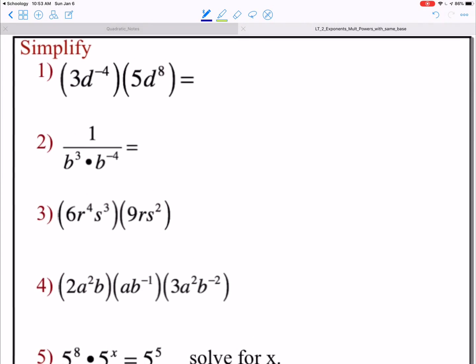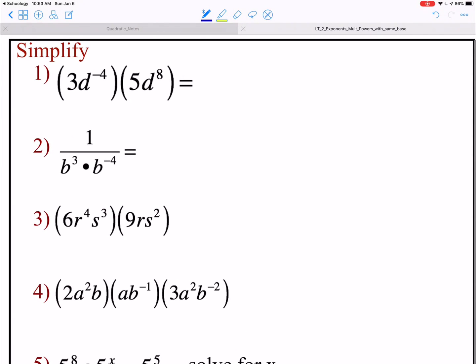All right, let's practice this skill. Here we have 2 monomials being multiplied, in which case I'm just multiplying 3 times d to the negative 4th times 5 times d to the 8th. So I'm going to multiply my numbers. 3 times 5 I know is 15. And then d to the negative 4th times d to the 8th, I'm going to add those exponents, and negative 4 plus 8 gives me 4. Everything here is simplified. I don't have any negative exponents, so I'm going to circle that.